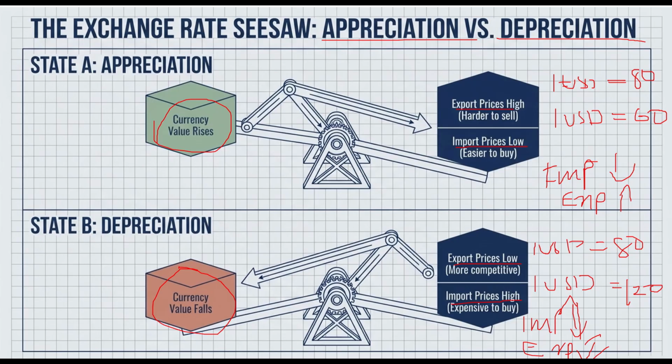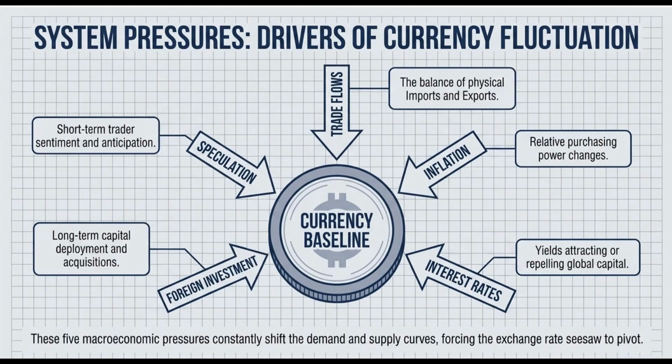So this is how the depreciation and appreciation works. Now, let's see the drivers of currency fluctuation, how the currency is fluctuating. As we know, several factors influence currency values, right?